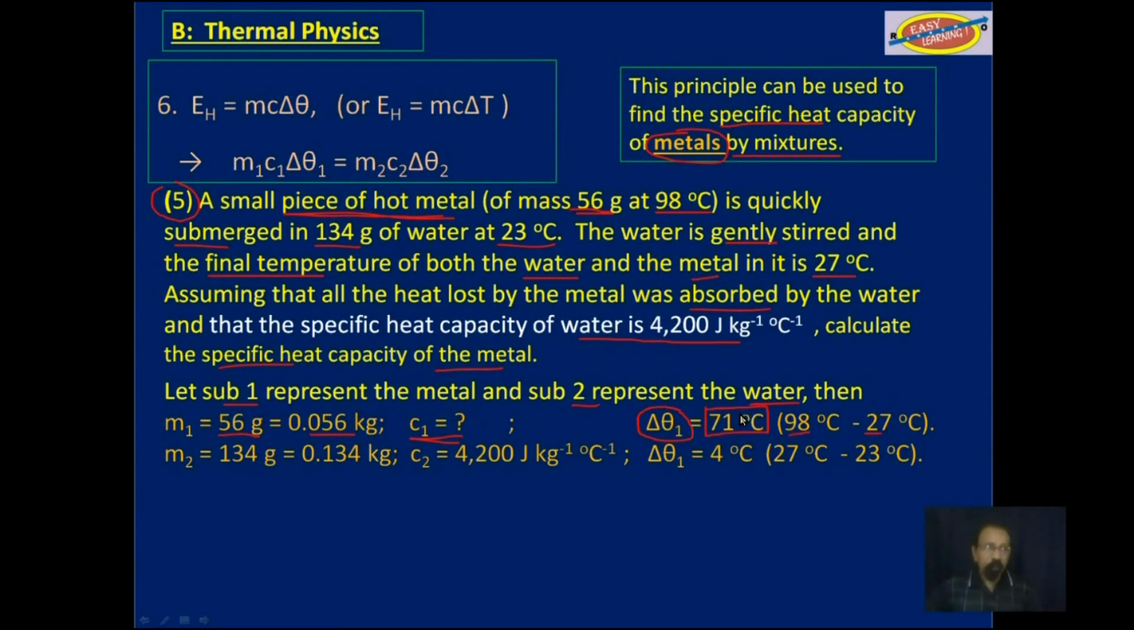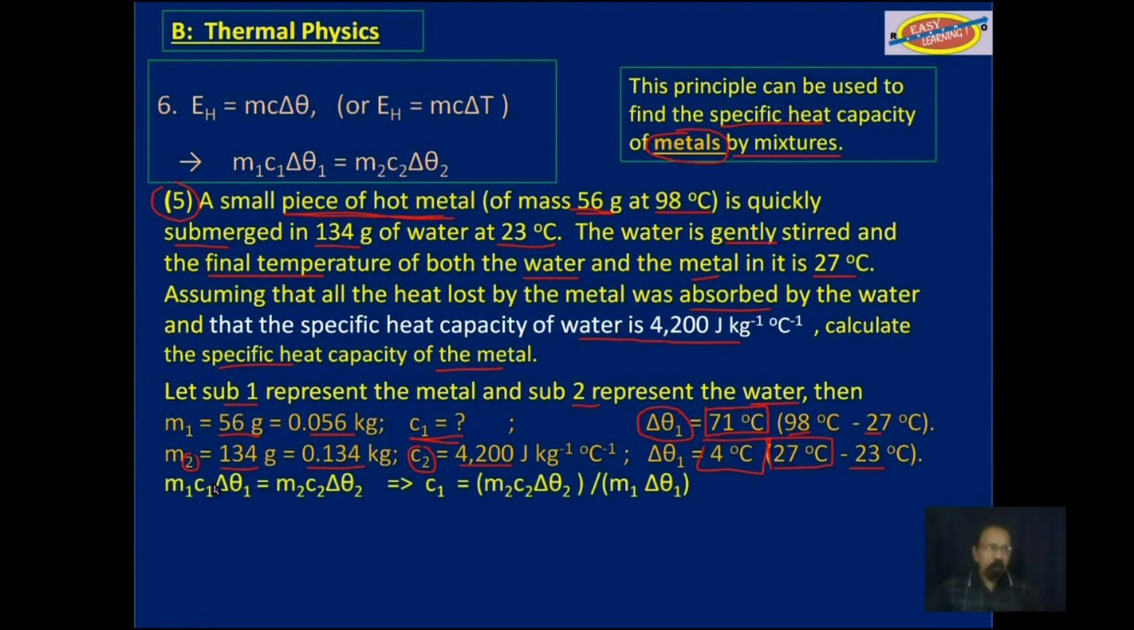That's for the metal. Now for the water, which we will represent by the sub 2, the mass of the water is 134 grams, which is 0.134 kilogram. We are told what the specific heat capacity of the water is, and we know that the change in temperature of the water is 4 degrees Celsius. It was 23 to begin with, and once you put the hot metal in it, it heated up to 27 degrees Celsius. So the change in temperature of the water is 4 degrees Celsius.